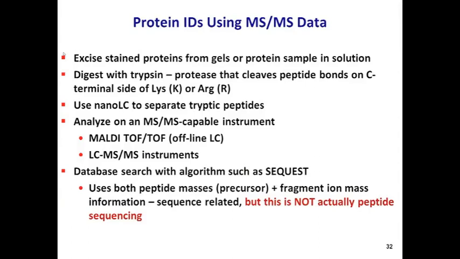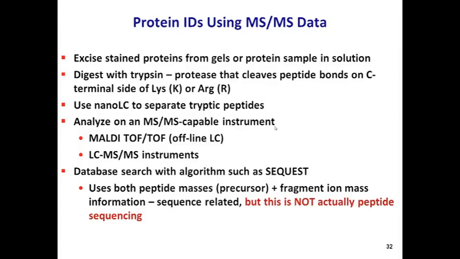Excise stained proteins from gels, or take a protein sample in solution, and digest it with trypsin or another protease. Trypsin is typically used for most proteomic applications, where digestion occurs on the C-terminal side of lysine and arginine. We then use nano-LC to separate tryptic peptides, analyze on an MSMS-capable instrument, and then do a database search against an appropriate sequence database with an algorithm such as SEQUEST or Mascot.